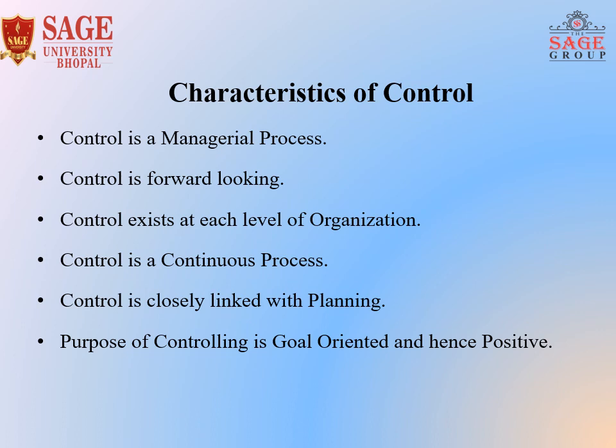Controlling is related to planning. We say control is forward looking, and planning is also there, so there is a connection between controlling and planning. Planning is where we make objectives and standards, and we decide benchmarks. Whether we achieve that benchmark in actuals or not is decided by the controlling function. The purpose of controlling is goal oriented. Definitely, this is a positive approach to achieve the desired results.